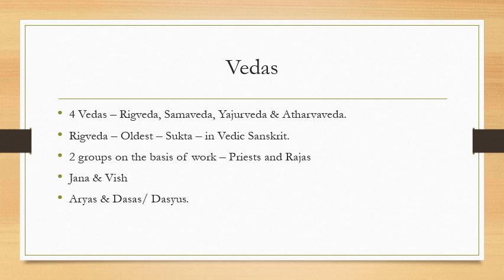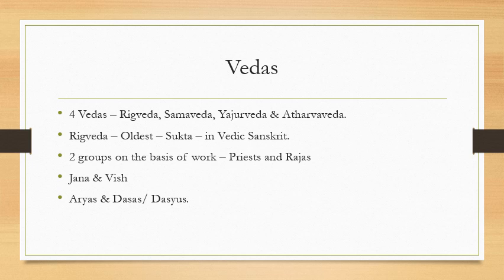and goddesses. Rig Veda mentioned two groups who are described in terms of their work: the priests, who are sometimes called Brahmins, who performed various rituals, and the Rajas. Two words were used to describe the people or community as a whole. They were Jana and Vish. The word Vaishya comes from the word Vish.